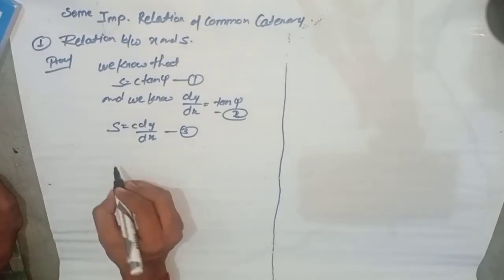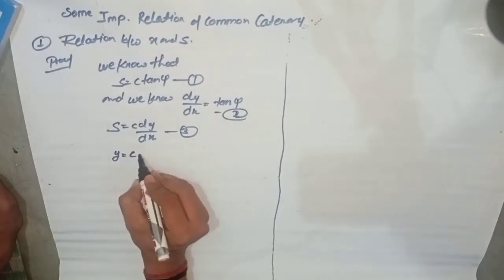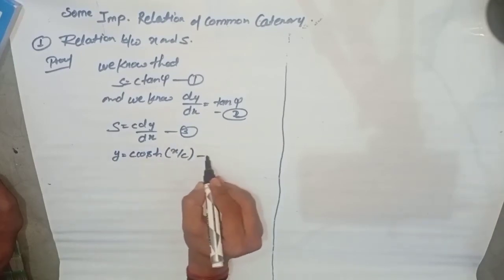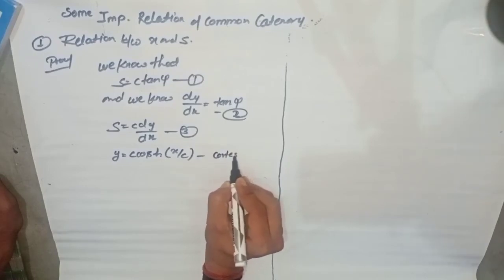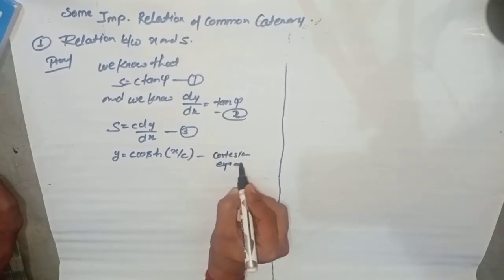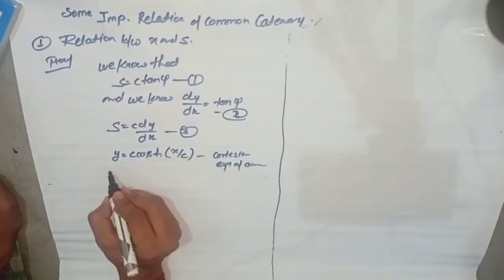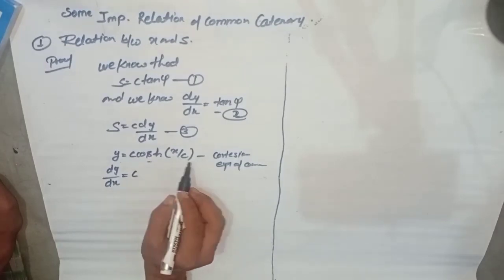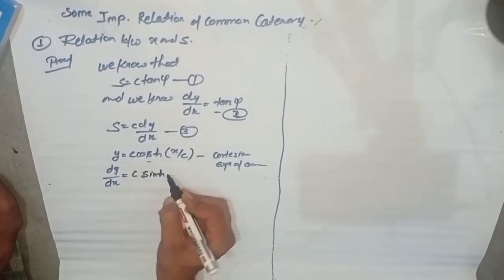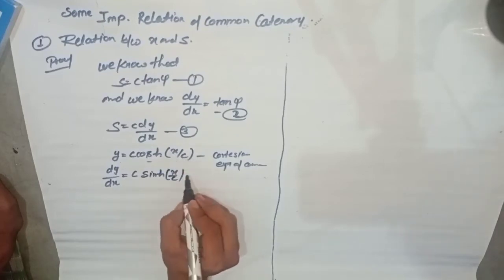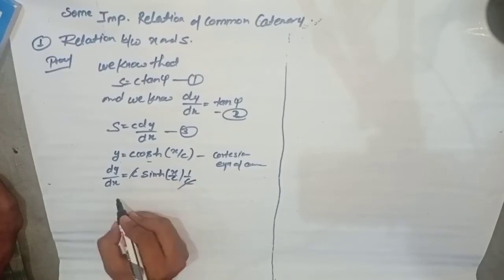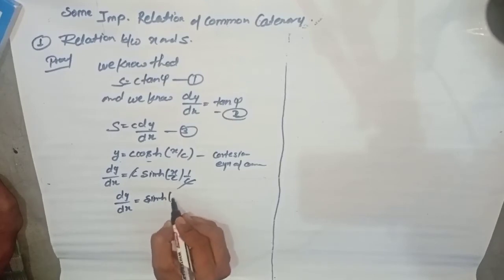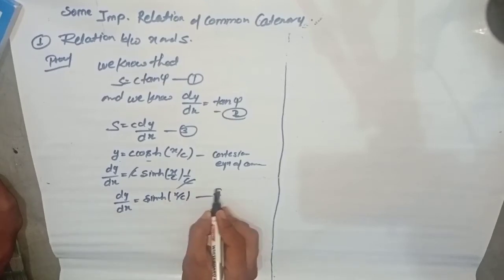Now we have the Cartesian equation of the common catenary, y equals c cosh(x/c). We differentiate it. We get dy/dx equal to c, and the differentiation of cosh(x/c) is sinh(x/c), and the differentiation of x/c is 1/c. Then c and 1/c cancel out, and we get dy/dx equal to sinh(x/c). This is equation 4.